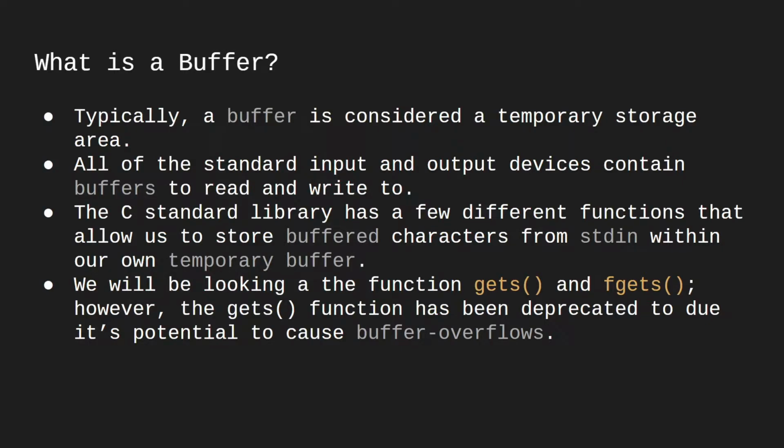The stdin library has a few different functions that allow us to store characters from stdin in its own temporary buffer. So we'll be looking at a function called gets and fgets. The gets function has actually been deprecated, and again, this is due to the potential to cause a buffer overflow. But think of a buffer as basically just an array of whatever size you need, and you can store values into it, and that's pretty much it.